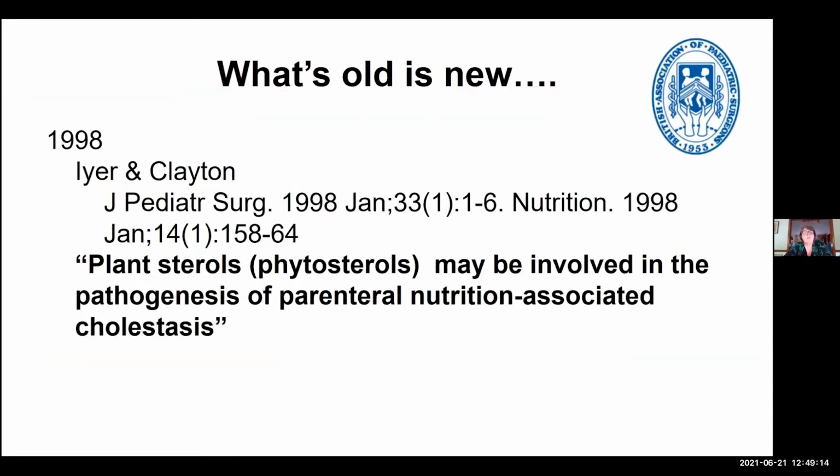So what's old is new? Well, actually, back in 1998, Kishore Iyer, who used to be a member of the Oley board, and Peter Clayton showed that it was actually the plant sterols, or the phytosterols, present in the soybean oil lipid emulsions that may be the bad player in predisposing patients to PN-associated liver disease. So he discovered the problem, but he didn't have a solution because at that time in 1998, we didn't have any phytosterol-free lipid emulsions available. Omegaven wasn't around at that time. In fact, if we used it as monotherapy, people thought it would have caused essential fatty acid deficiency, so it wouldn't have been on the radar.